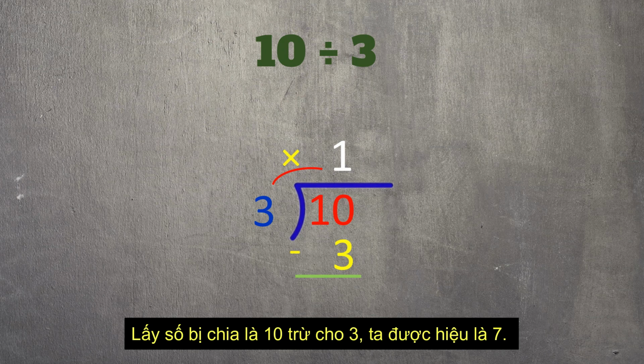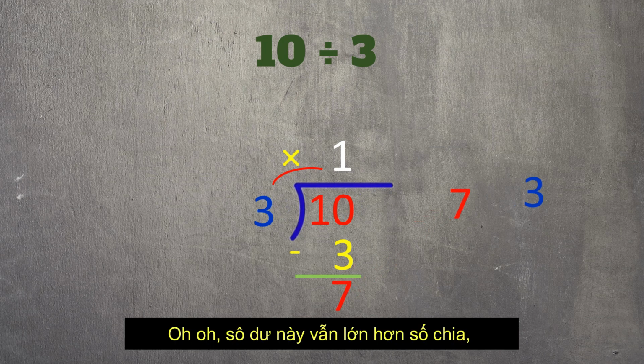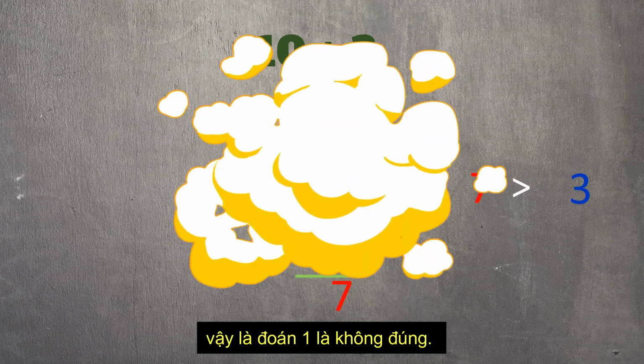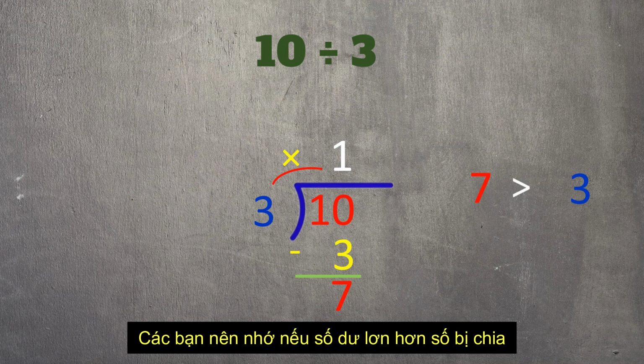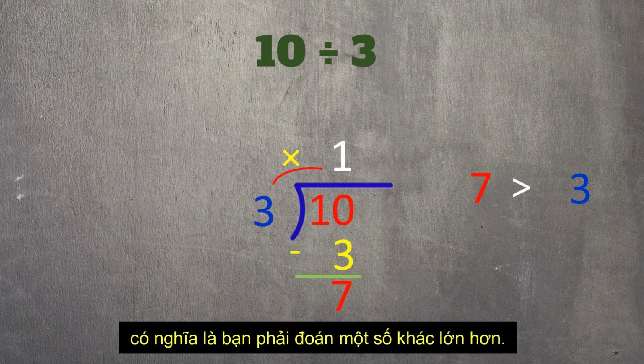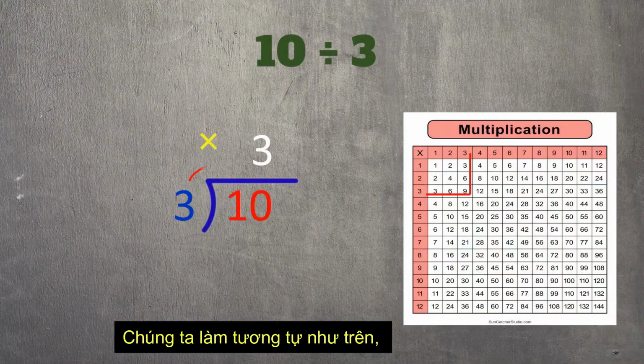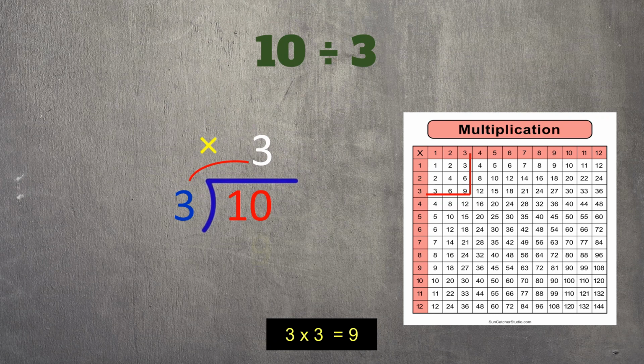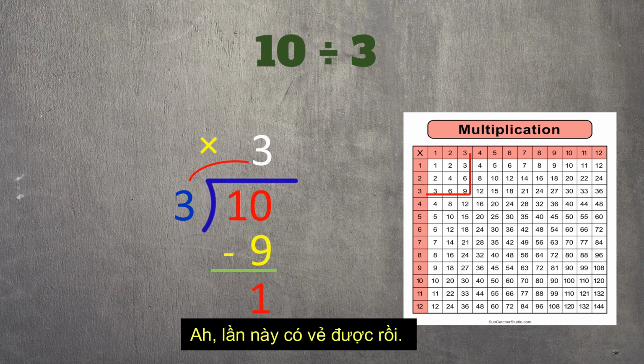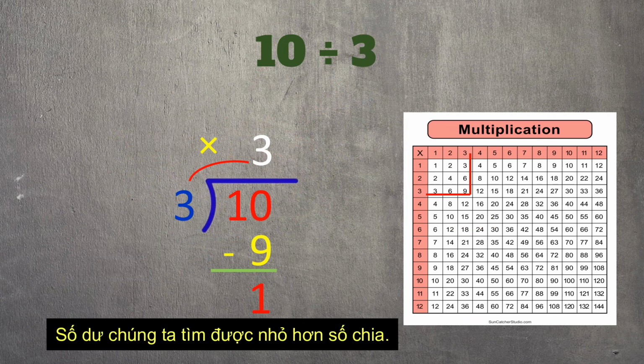Let's get the dividend 10 to subtract 3 and the difference is 7. Oh, the remainder is too big, bigger than the divisor, so 1 is a wrong guess. If the remainder is bigger than the divisor, it means you have to guess another bigger number. This time I guess 3. We do the same. 3 times 3 equals 9, and 10 minus 9 is 1. This time looks right. Our remainder is smaller than the divisor.